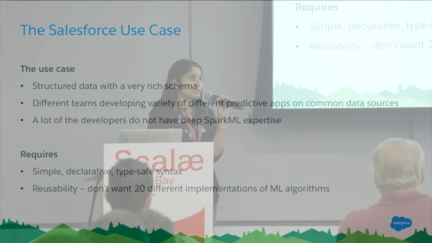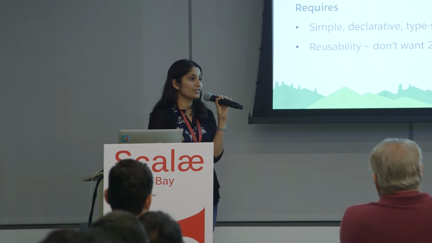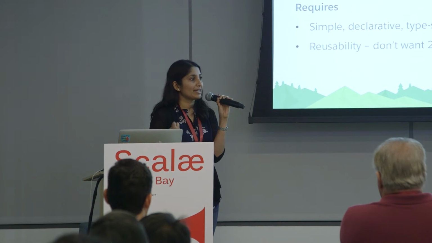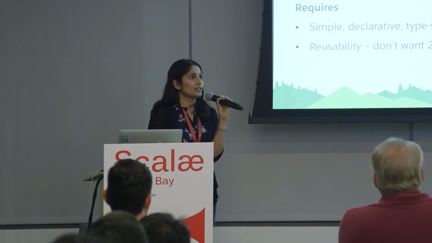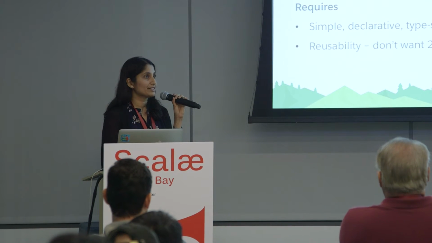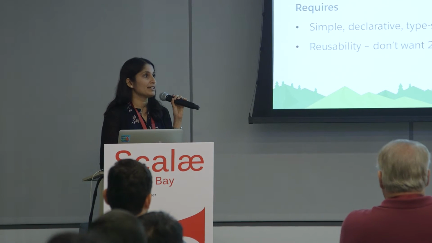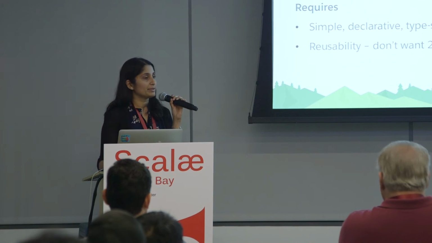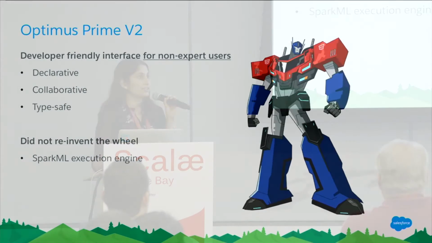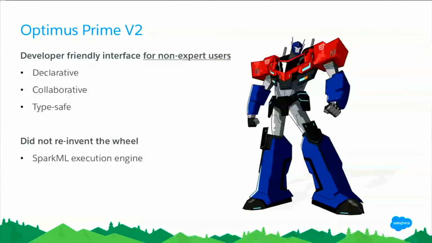And then another interesting thing about our use case is that the developers who are using this platform do not necessarily have deep SparkML expertise, right? So what this use case requires is that we provide a very simple declarative type-safe syntax that makes machine learning development easy in the company. And so this is why we built Optimus Prime V2. It's a developer-friendly interface for non-expert users. And this time we were careful to not reinvent the wheel, so we used SparkML as the underlying execution engine.